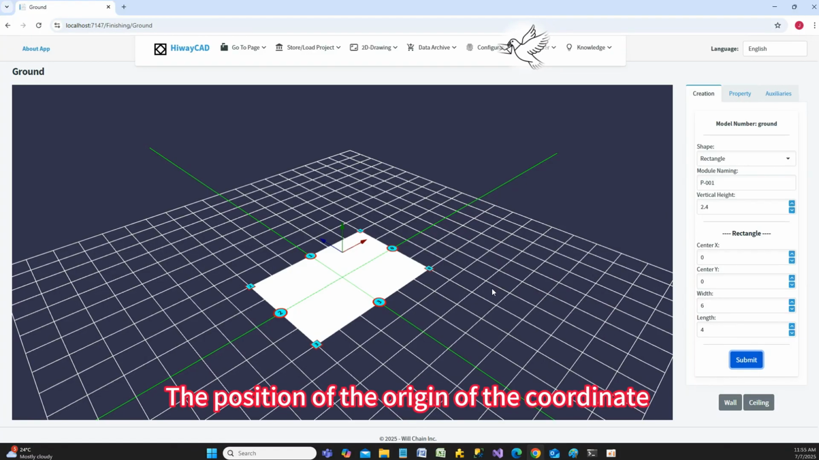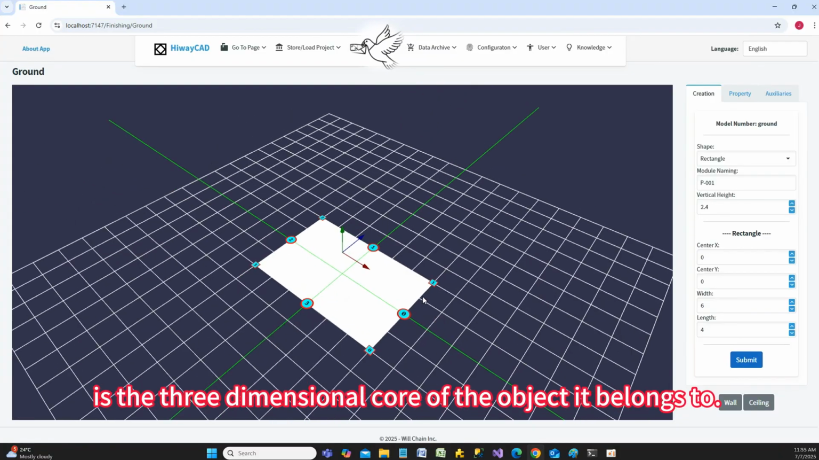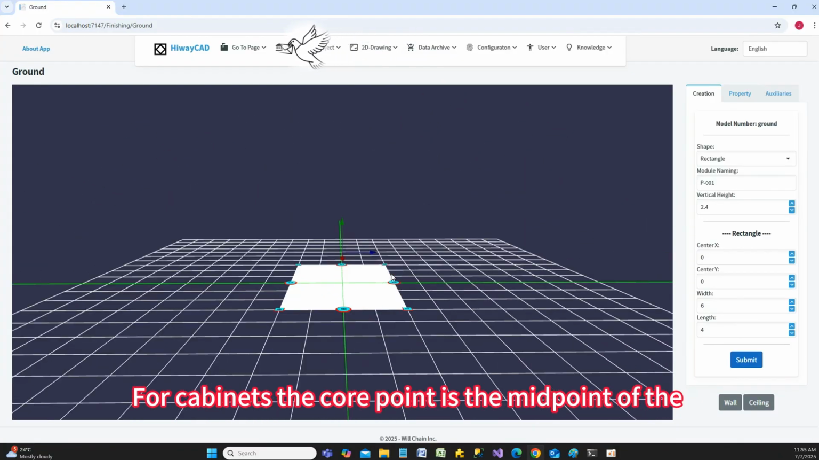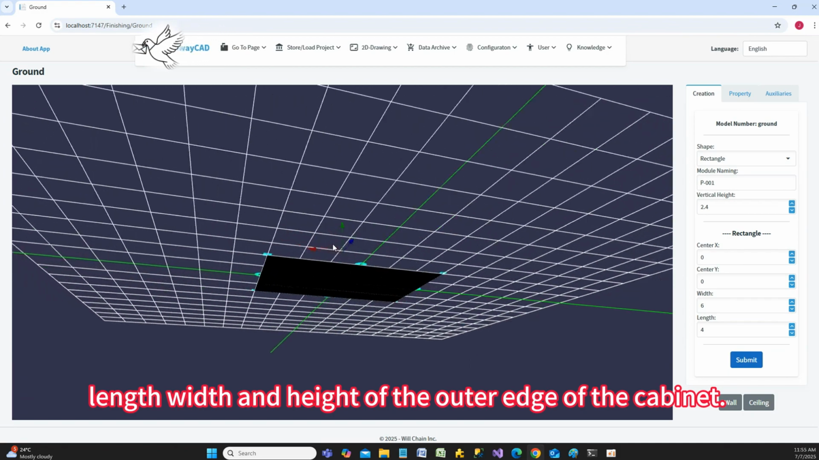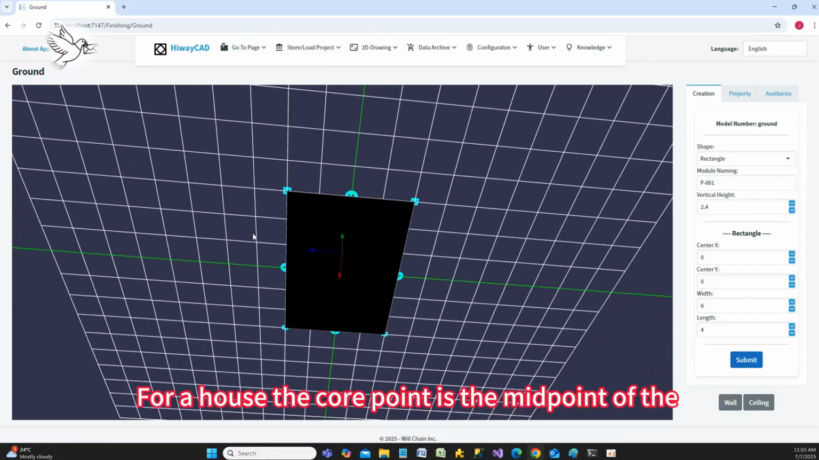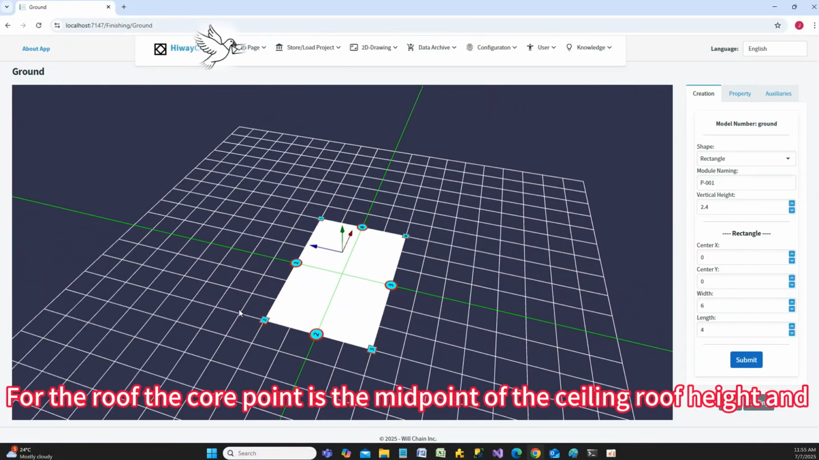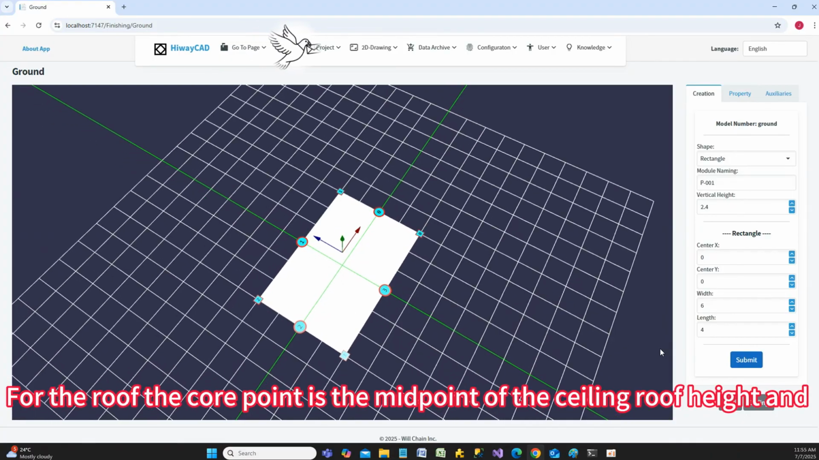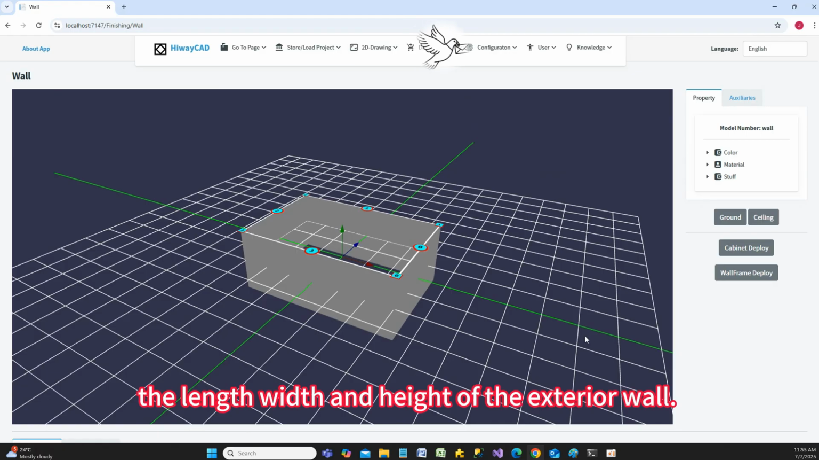The position of the origin of the coordinate is the three-dimensional core of the object it belongs to. For cabinets, the core point is the midpoint of the length, width, and height of the outer edge of the cabinet. For a house, the core point is the midpoint of the length, width, and height of the floor, walls, and ceilings. For the roof, the core point is the midpoint of the ceiling, roof height, and the length, width, and height of the exterior wall.